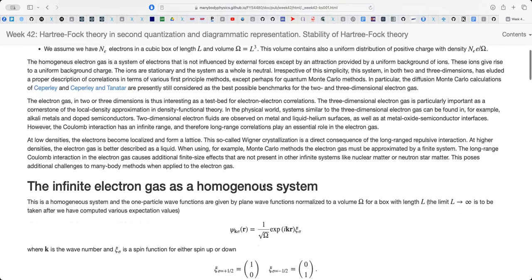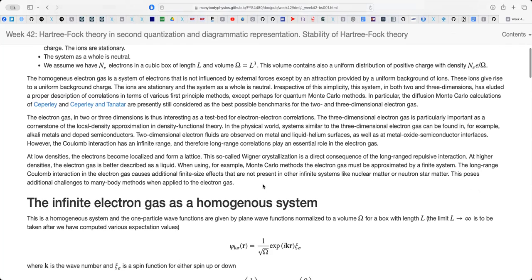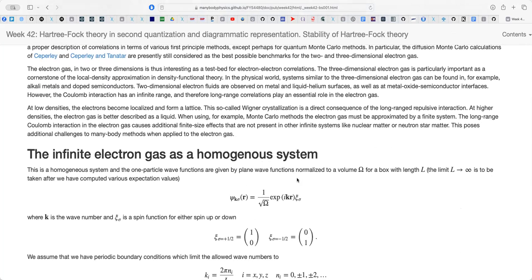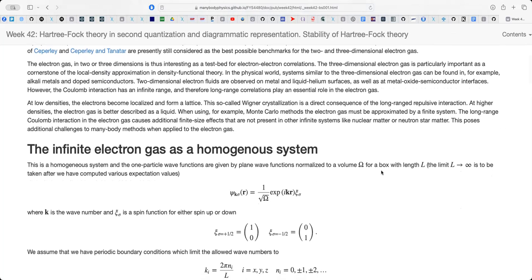So the way we are going to look at this system is now in terms of first our set of plane wave functions, which are normalized to a box volume. And we have a box of length L, and we are going to let this L go to infinity because we are going to make this box larger and larger.